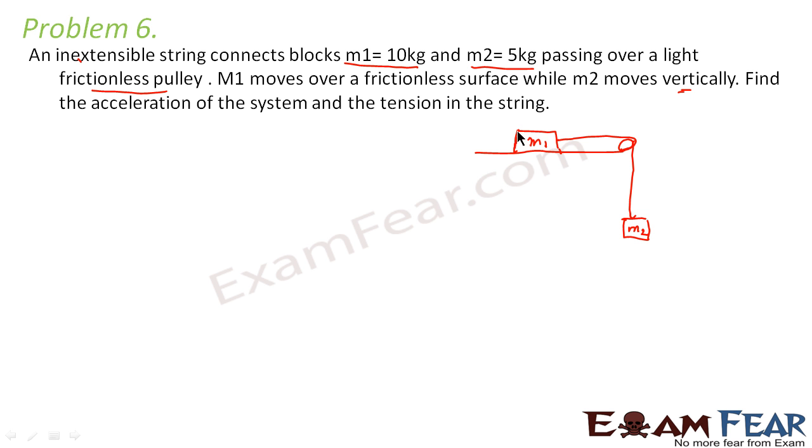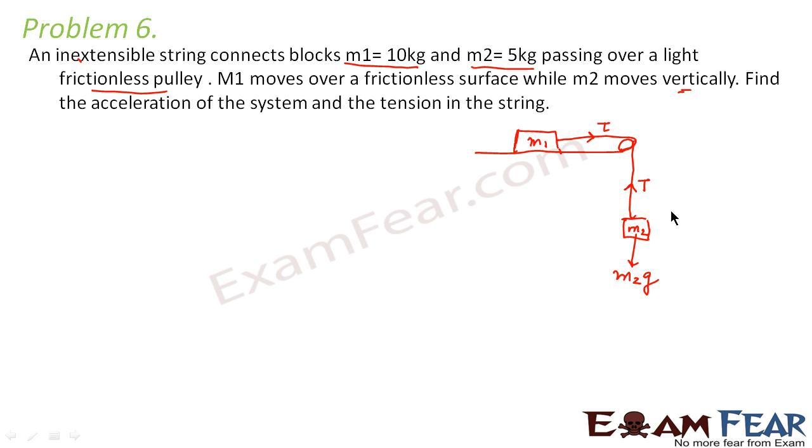Now let us draw the free body diagram for both the masses separately, which will make it easy for you to understand. Let us suppose for M2, the weight will be acting downwards, that is M2g. Tension will be acting in this direction. Since it is a frictionless pulley, the tension along this and the tension along this will be the same. Here is another tension T, which is in this direction. And now we will write the equation of motion for both the masses.